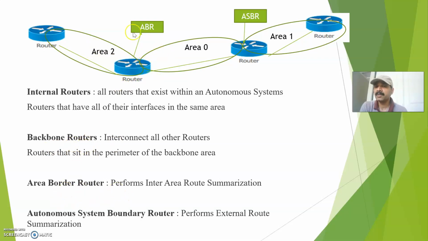And what about the area border router? This is an area border router, which performs the inter-area route summarization. It is used to summarize routes from other areas. And the ASBR performs the external route summarization. It is used to summarize routes from a non-OSPF domain. So that is the purpose of the ASBR, and that is the difference between ABR and ASBR. ABR performs the inter-area route summarization and ASBR performs the external route summarization.